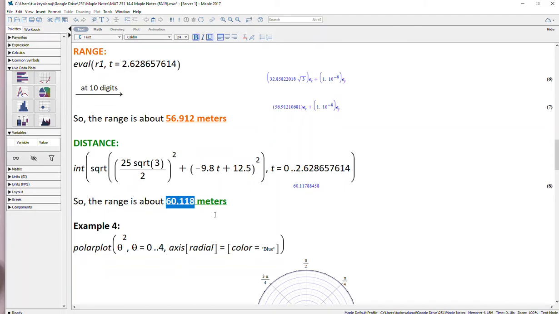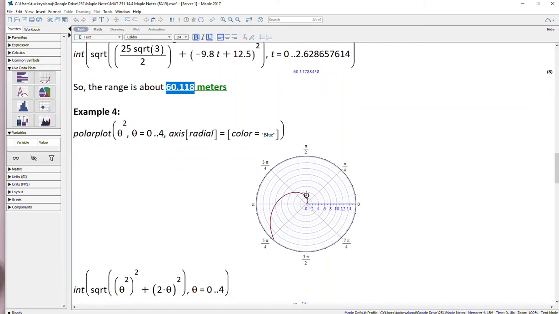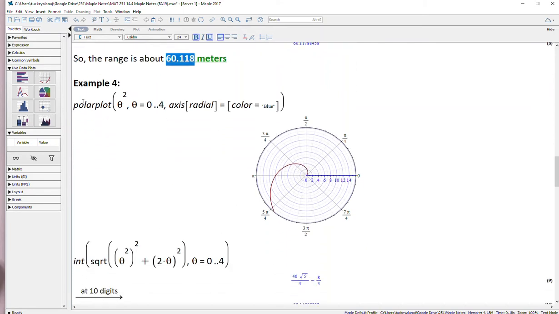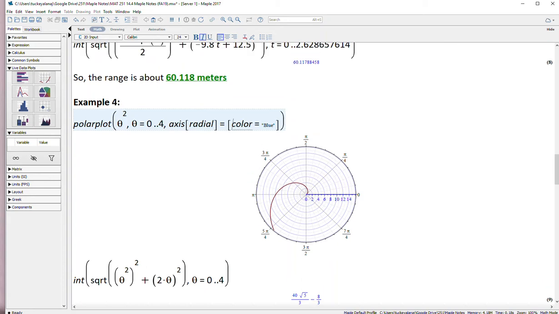So let's see if I've done this. Yes, I have. So here's the spiral right here. I'm doing that with polar plot as a command. And you can see it has a little spiral. And so we want to find the length of that spiral.